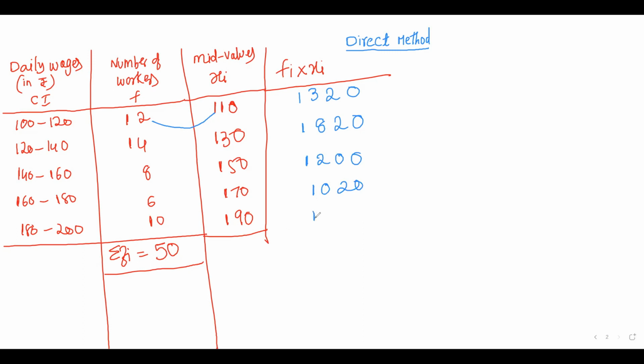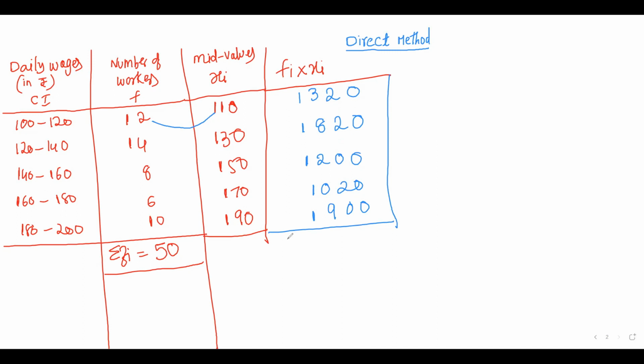This is 1900. While you are writing the product, make sure that all the unit place value digits are in one line. Tens place digits are in one line. So try to write in order while writing these products. Understood?